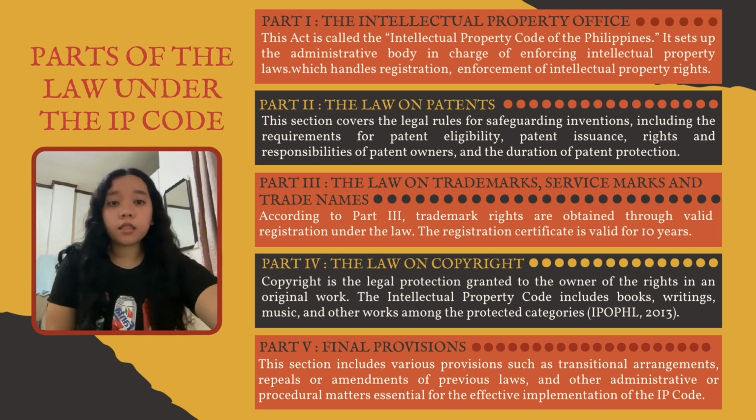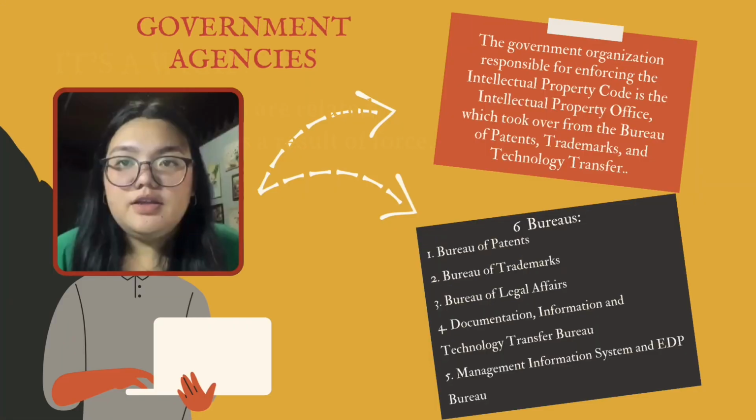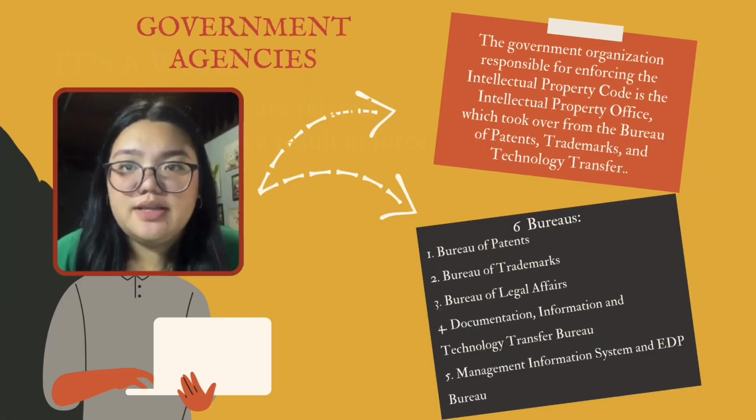Then the last part, Part 5, the final provisions. This section includes various provisions such as transitional arrangements, repeals or amendments of previous laws, and other administrative or procedural matters essential for the effective implementation of the IP Code. The government organization responsible for enforcing the Intellectual Property Code is the Intellectual Property Office, which took over from the Bureau of Patents, Trademarks, and Technology Transfer.